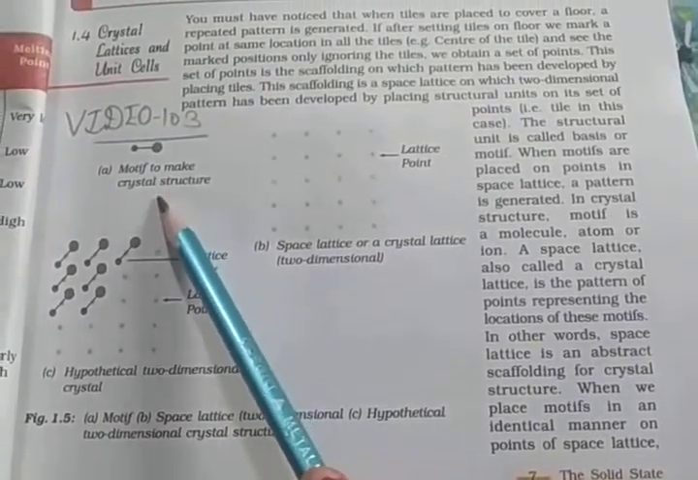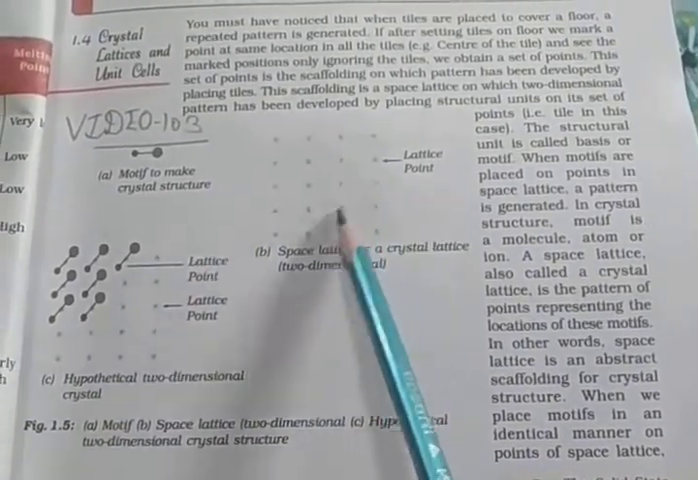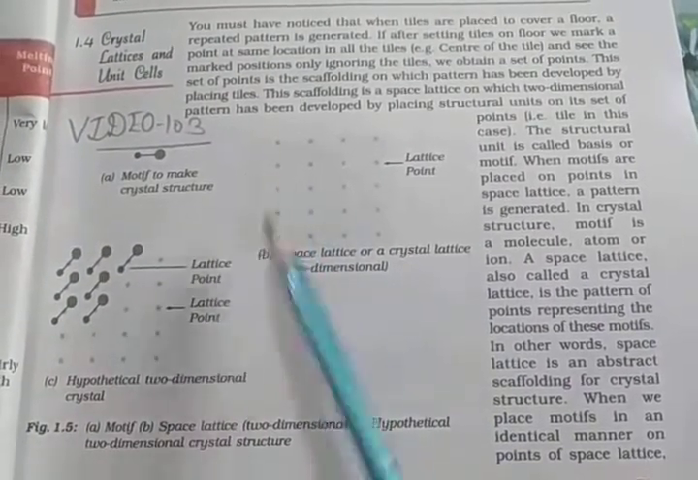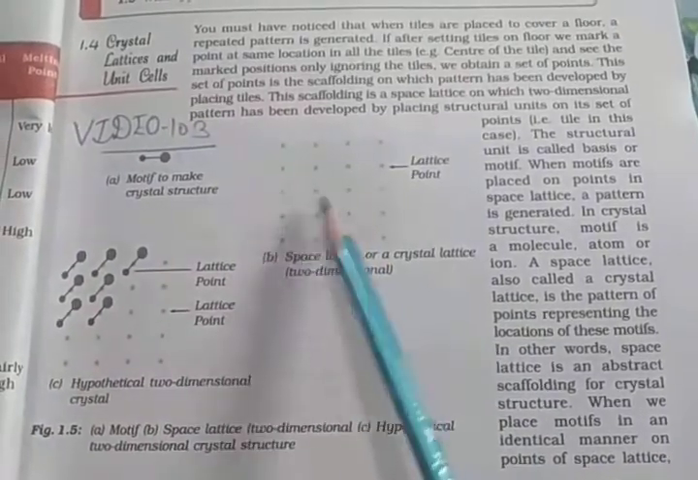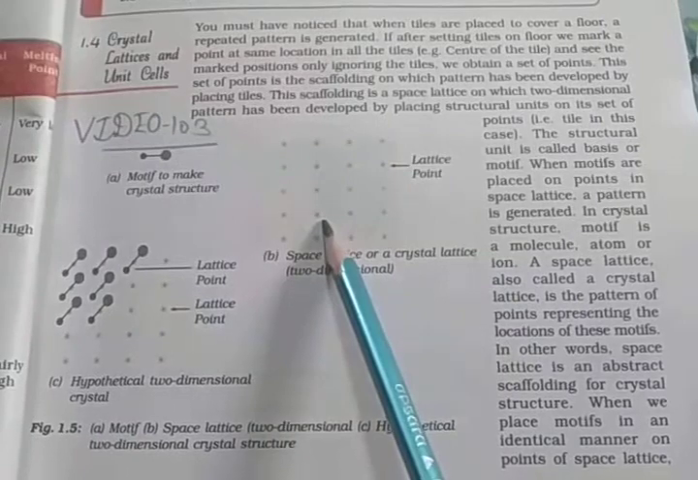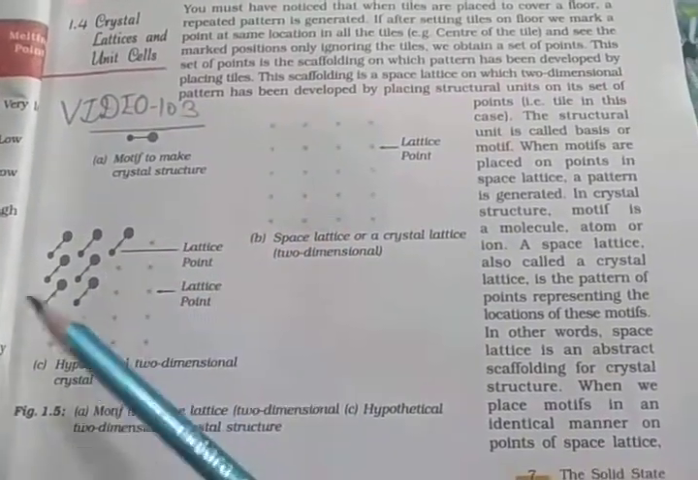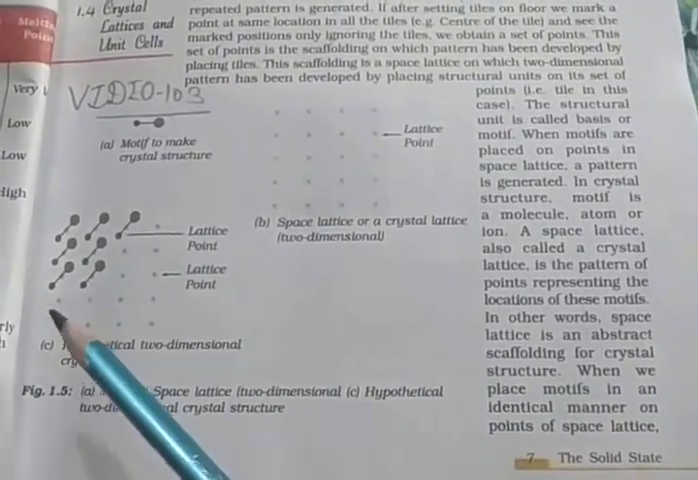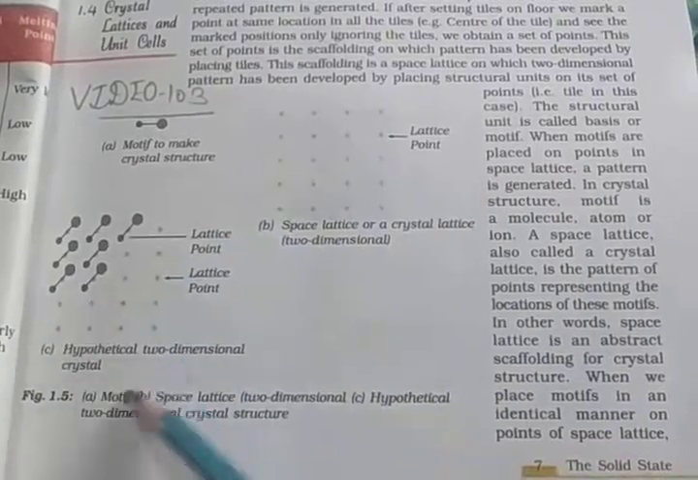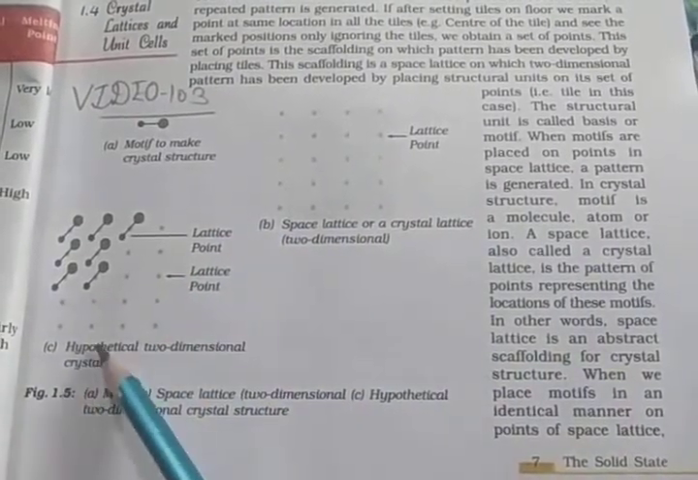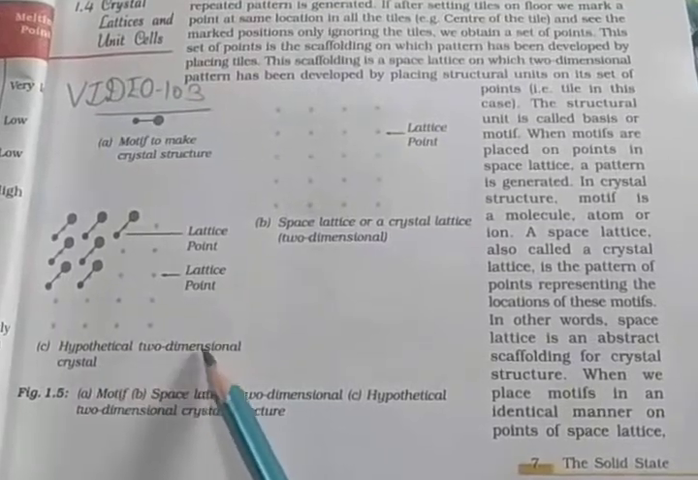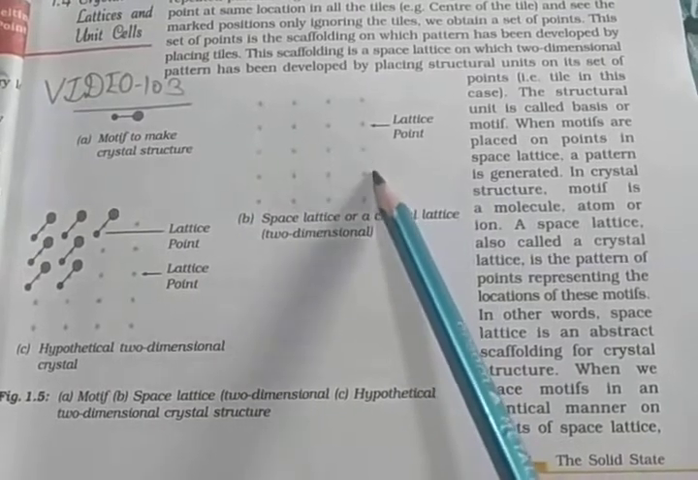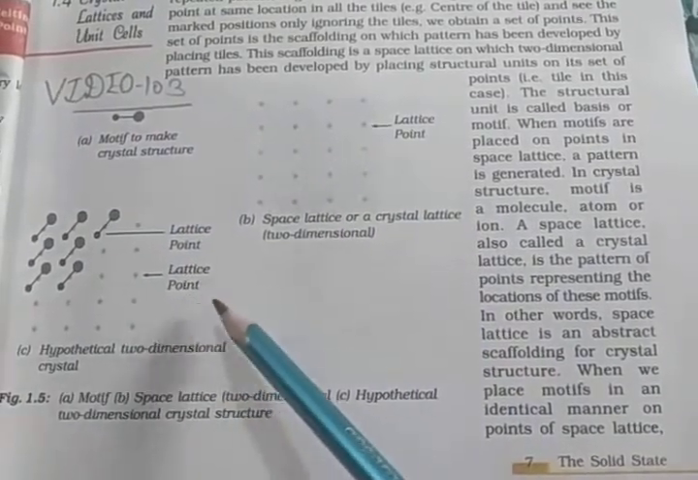The structural unit is called basis or motif. A pattern is generated in the crystal structure, the pattern of points representing the location of these motifs, so it is known as space lattice, otherwise crystal lattice. And when we place the motif in an identical manner on the points of the space lattice, in two-dimensional we say hypothetical two-dimensional crystal. So this is the motif, this is the two-dimensional space lattice, and this is the hypothetical two-dimensional crystal.